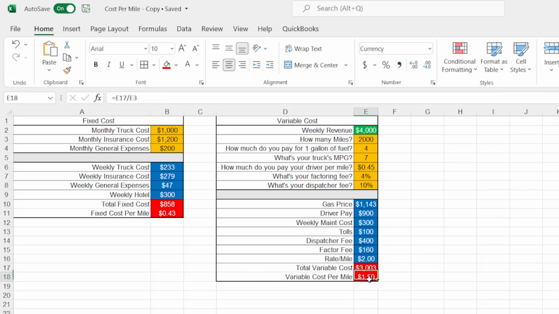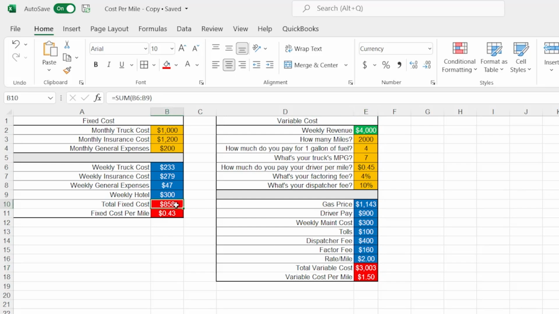Up here is your revenue. This weekly revenue is based on your miles driven multiplied by your rate per mile, which is right here. So we can change two things. We can change our rate per mile, and we can change the number of miles we drive. Let me show you what happens whenever we change the number of miles that we drive. So for example, we're driving 2,000 miles per week. Our variable cost is right around $3,000. Our fixed cost is $850.